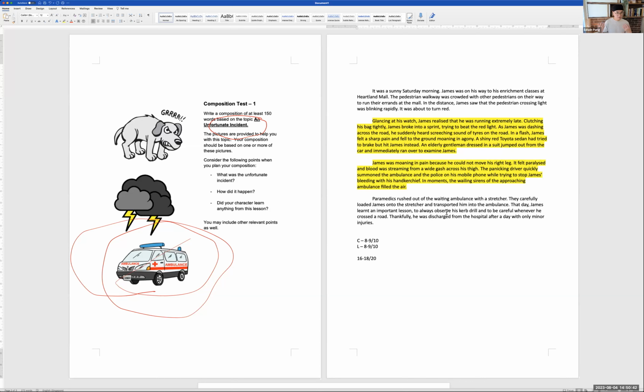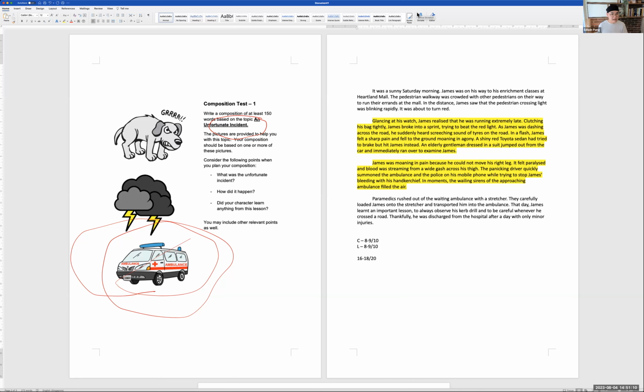First, why was he in a hurry? Because he was late. Then, as he broke into a run, a sprint, he was trying to beat the light. He heard the screeching sound of brakes and tires. He felt a sharp pain. He fell to the ground. And then we say what happened to him: a car had knocked into him. What kind of a car? It was a shiny red Toyota sedan.